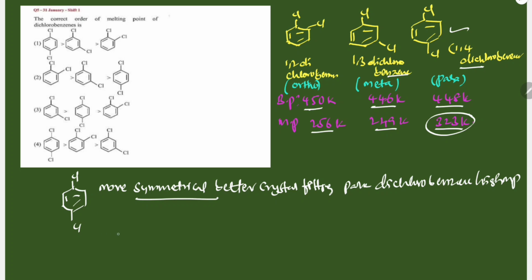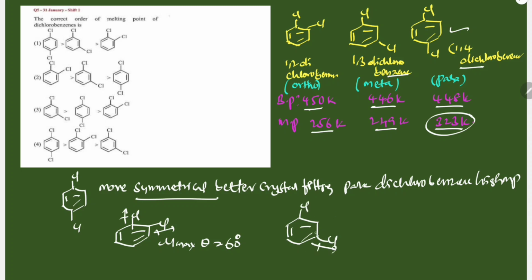Now look at ortho, meaning 1,2 dichlorobenzene. It has maximum dipole moment, its theta value is 60 degrees. Now look at meta chloro. Its theta value is 120 degrees. Here mu of ortho is greater than mu of meta.